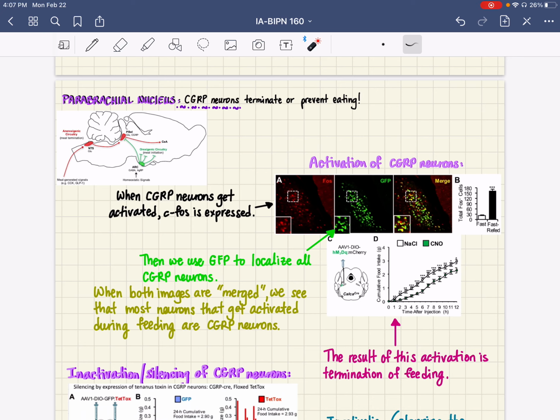CGRP neurons are activated when the mouse starts to eat. And what is the result of that activation of those neurons? The result is that those neurons make the mouse stop eating. So as soon as the mouse starts eating, the CGRP neurons are starting to go off, they're starting to be activated, so that they eventually terminate eating, so that the mouse doesn't eat itself to death. Okay, hopefully that makes sense.